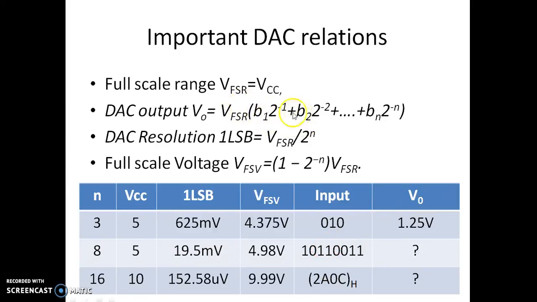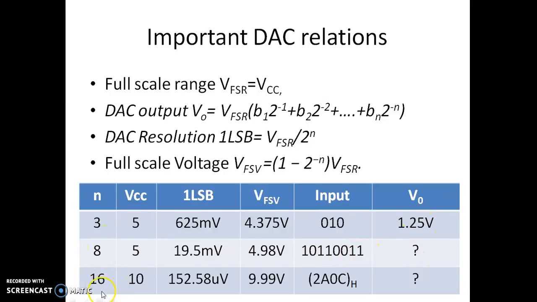So you can actually get the value of V0 by substituting the values of the corresponding B's and taking the power of 2 correspondingly. Now this is 2 power minus 8, this is 2 power minus 7. So likewise you can just keep on adding the values. This is the LSB portion. The next one, this is LSB. If you substitute that, you can estimate the value of this.